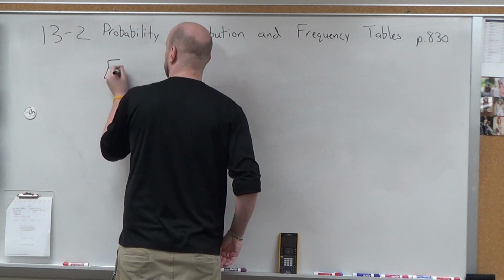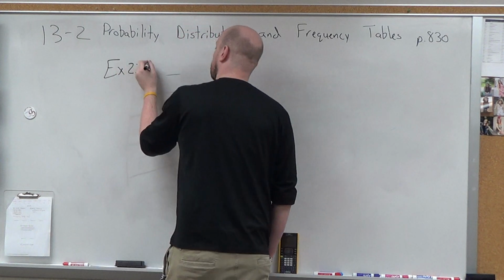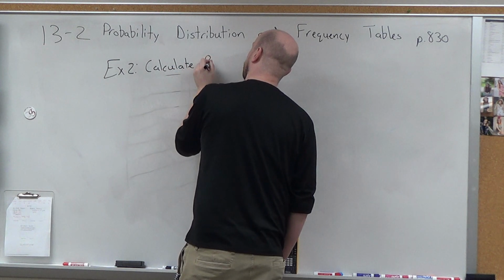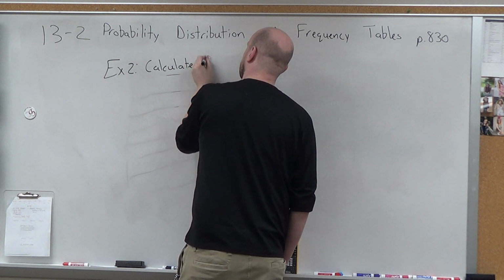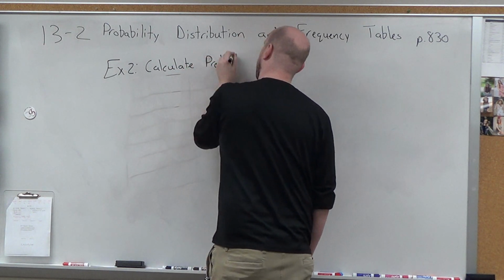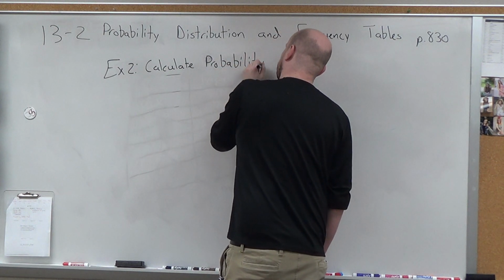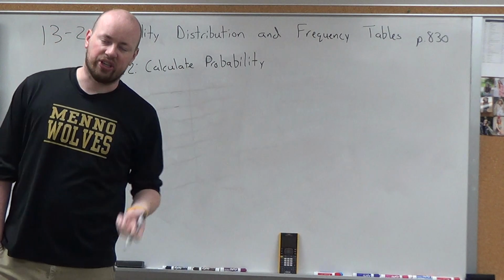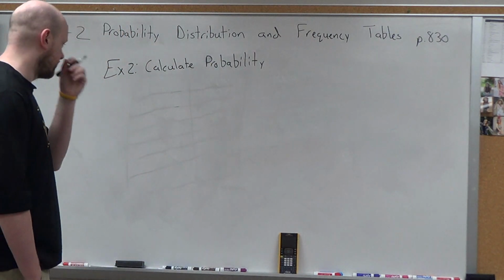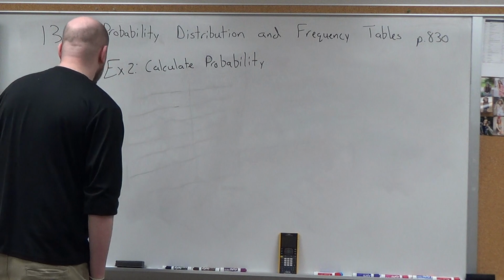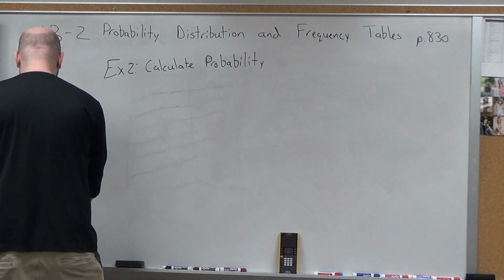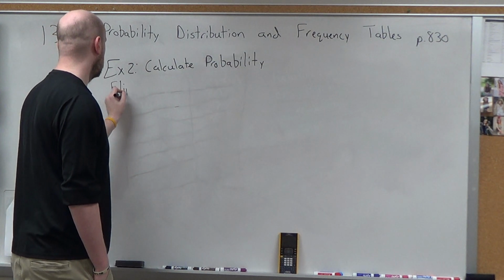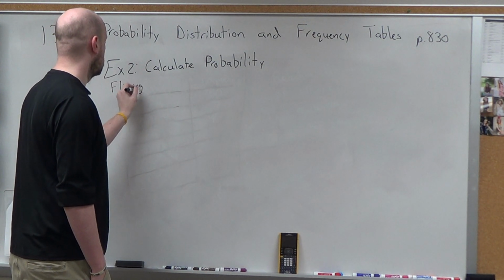Example 2. Calculate probability. Basically the same thing you've been doing. I guess relative frequency probably stays at that fraction, but it doesn't hurt going that extra step. Okay. So let's say we're flipping a coin 3 times. Flipping 3 coins.